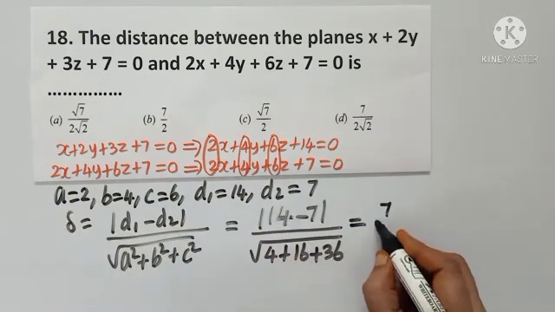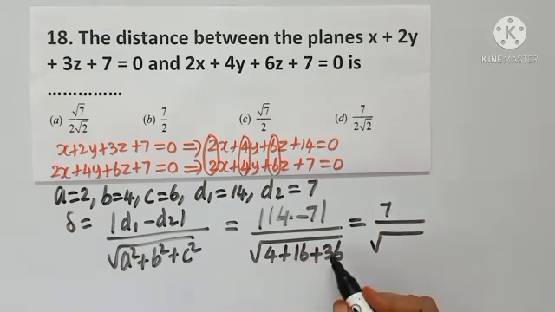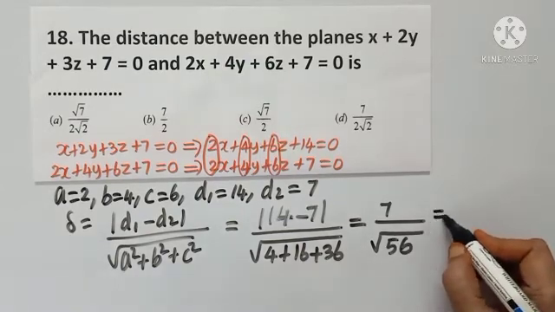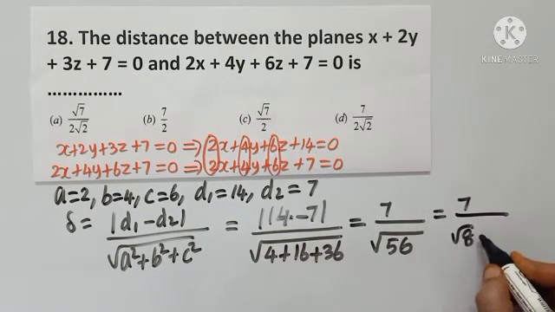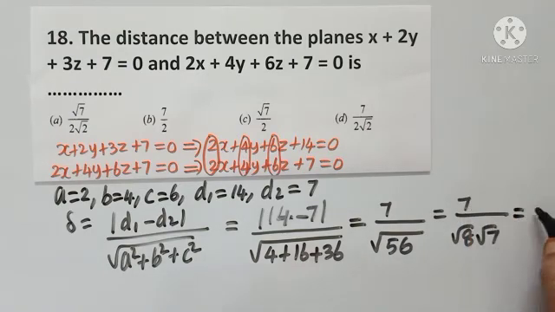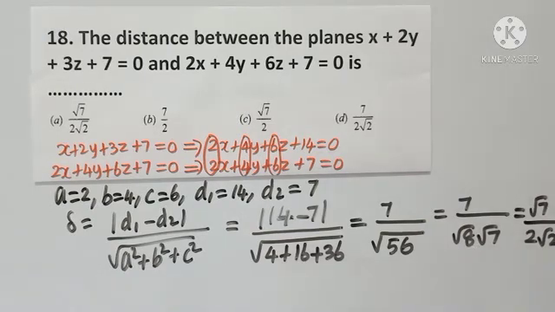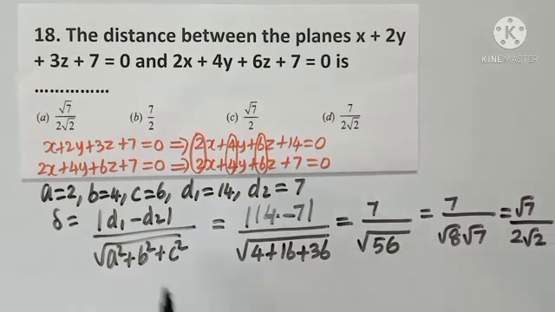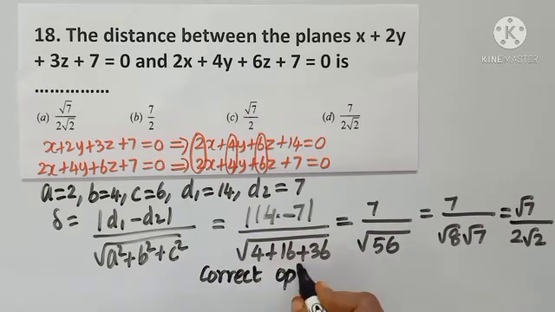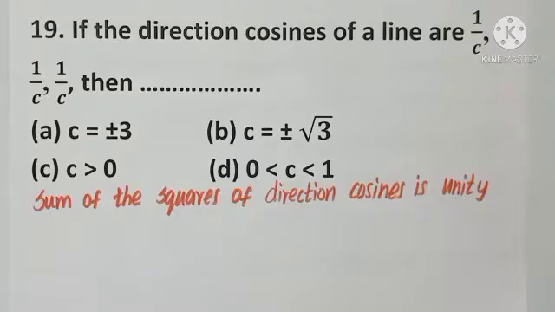14 minus 7 is 7 divided by root of 4 plus 16 plus 36, that is 56, which we can further simplify as 7 by root 8 root 7. 7 by root 7 is root 7 divided by root of 8. Root 8 is 4 into 2, so I can write it as 2 root 2. Out of the 4 options given, I can say the correct option is A, which gives us root 7 divided by 2 root 2.